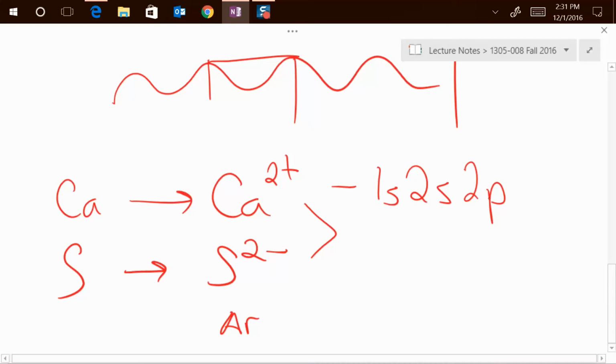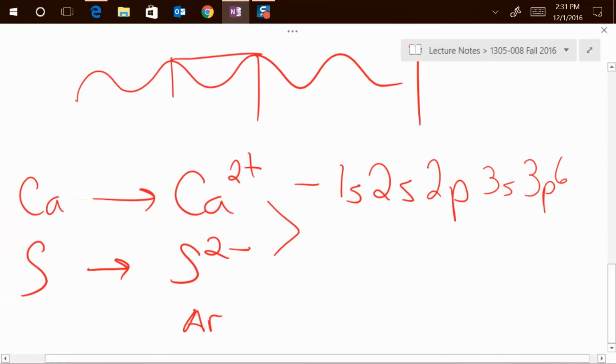2p. Not yet. It would be 2p6, but then where do I go after that? 3s. 3p6. Now, why don't I go to the 4s? Because you're going to argon. Because it's an ion.